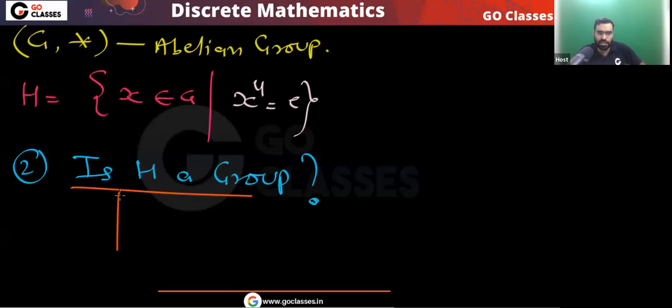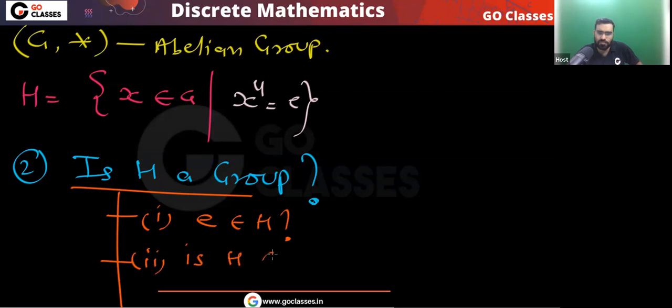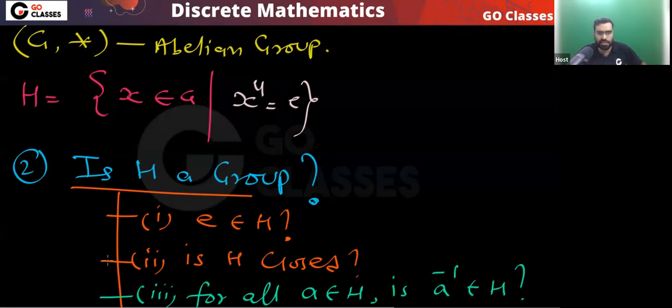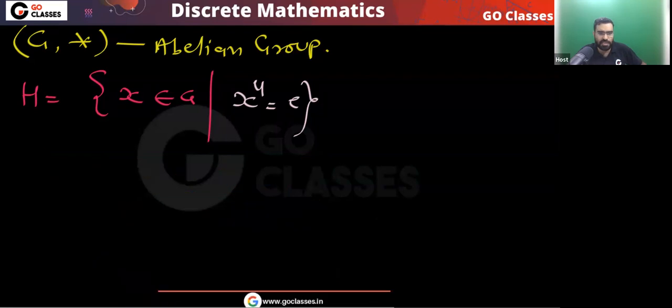What are the things you need to check? One thing you need to check is whether the identity element belongs to H. The second thing you need to check is whether H is closed. And the third thing you need to check is, if A is there, then is A inverse there? For all A belonging to H, is A inverse also there in this H? So these three things you need to check. Let's check them one by one.